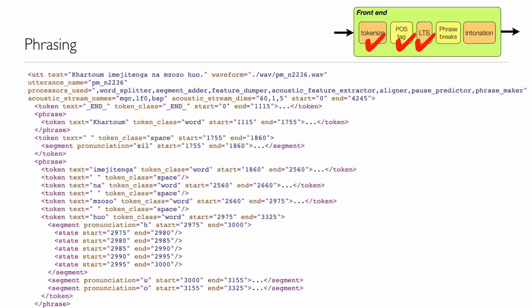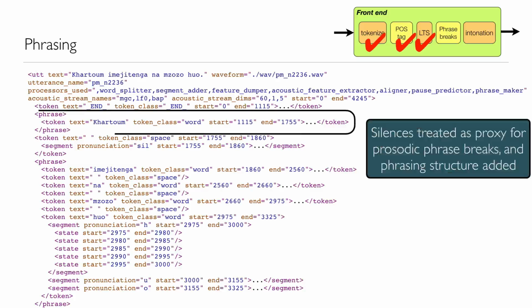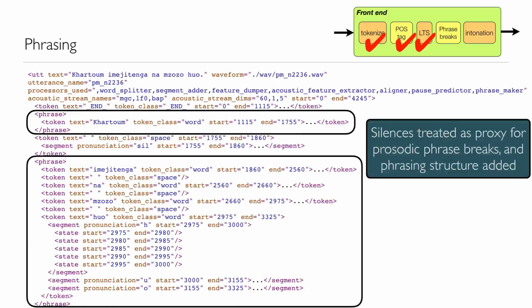Moving along to the next module in the conventional pipeline shown at the top right there. What do we do about phrasing? Quite naively again, we just treat silences as a proxy for prosodic phrase breaks, and we can add phrasing structure to our XML. I say this is naive, but it's fairly effective.